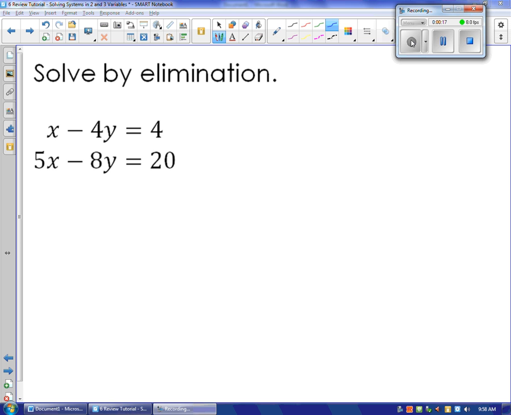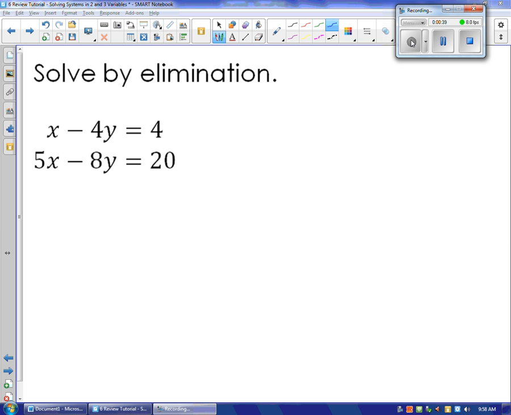Remember, the elimination method is sometimes called the linear combination method, because we're essentially combining 2 equations with the intention of eliminating one of the variables, so we have one equation and one variable that we can isolate and solve for. So if I take a look at the given system, I've got x minus 4y equals 4 and 5x minus 8y equals 20. The goal, again, is to eliminate one of the variables.